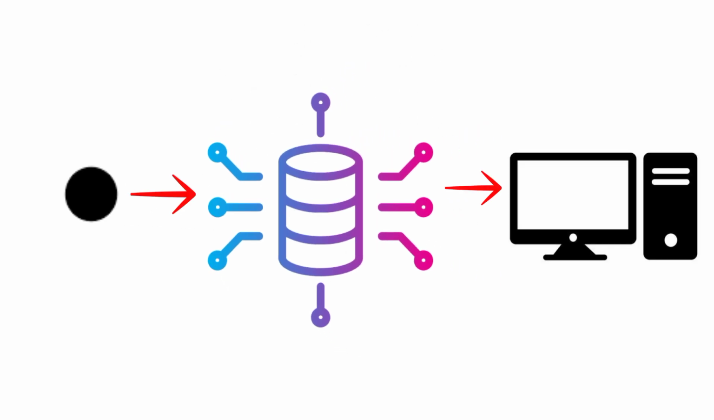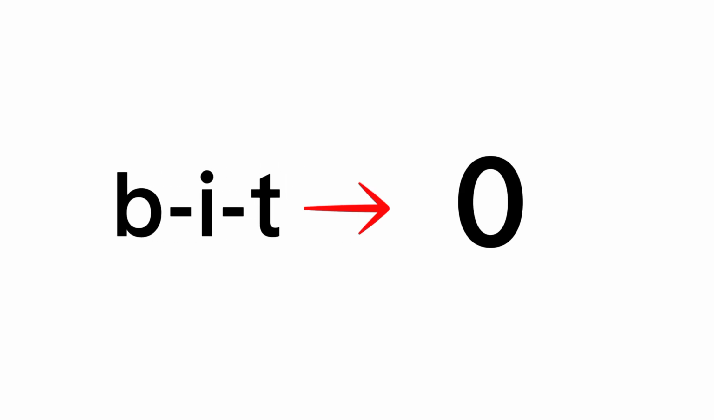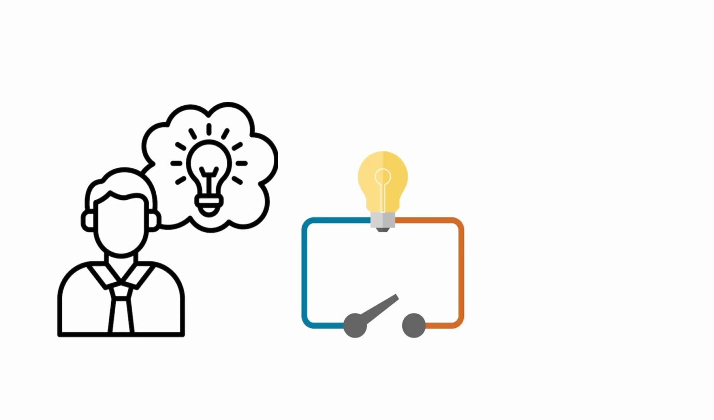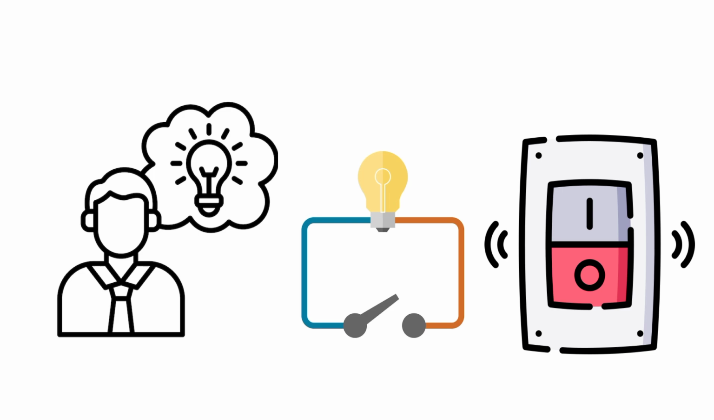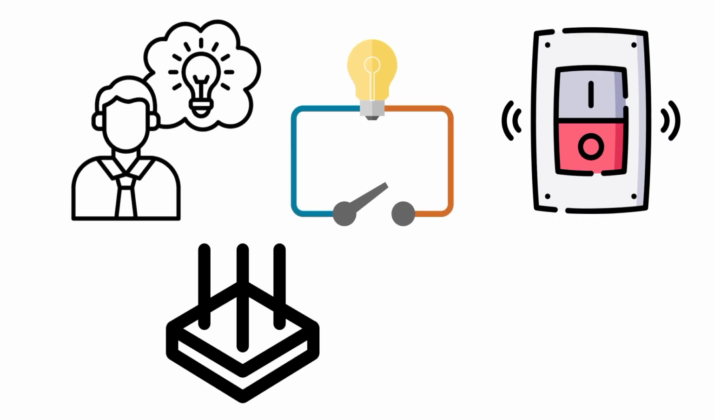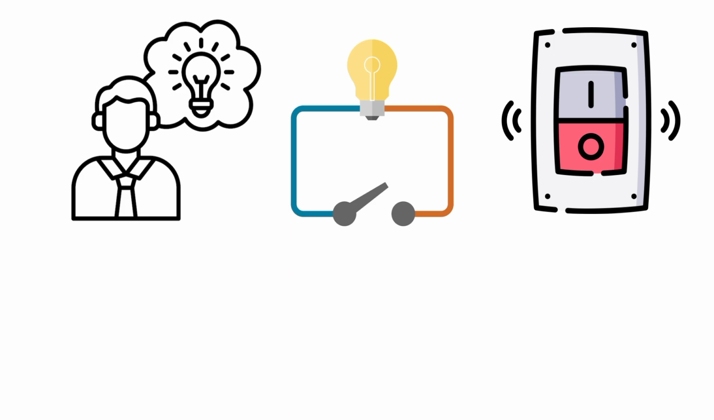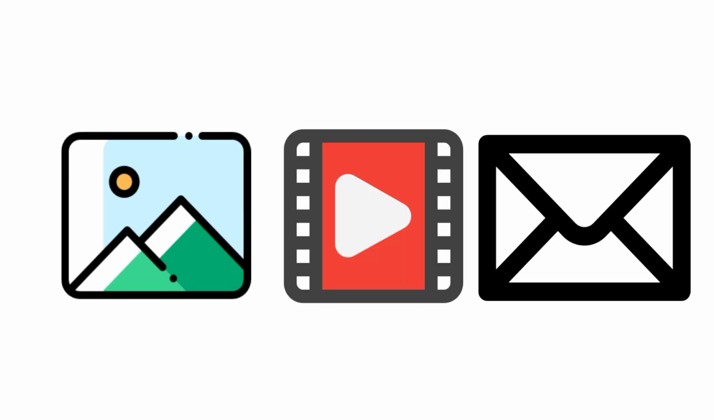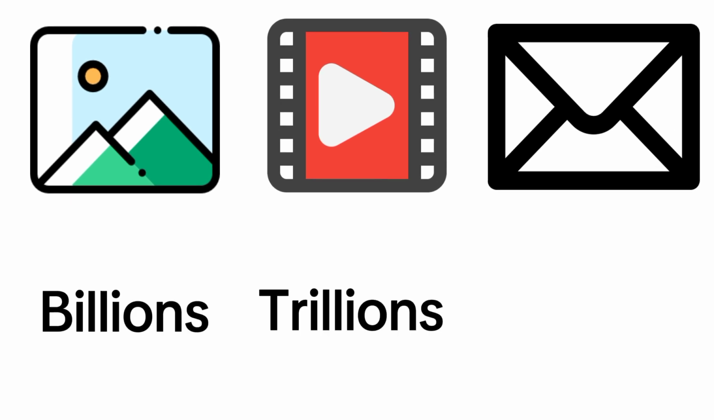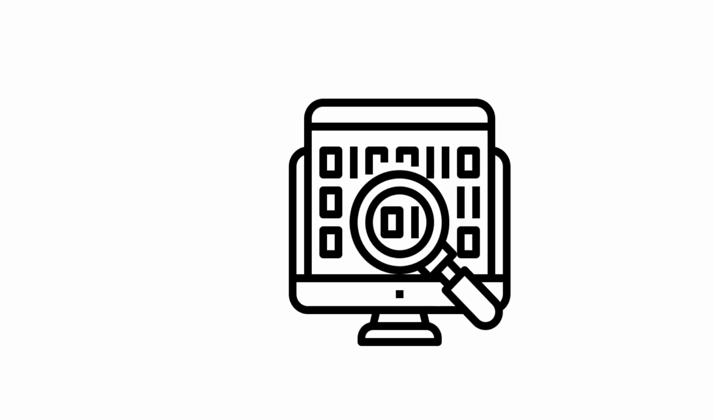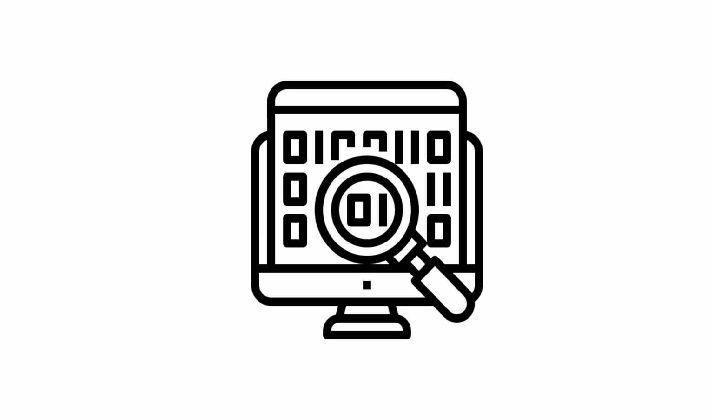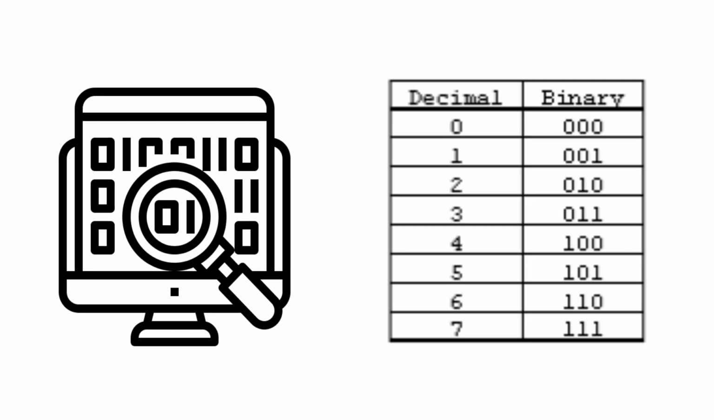Bit. The smallest unit of data in a computer is called a bit. A bit can only have two values, 0 or 1. Think of it like a tiny light switch. Off is 0, on is 1. Simple, right? But this simplicity is the foundation of everything digital. Every single photo you've taken, every video you've streamed, every message you've sent, all of it is built from billions, even trillions of bits flipping on and off. Alone, a bit doesn't tell much, but when combined with other bits, magic happens.